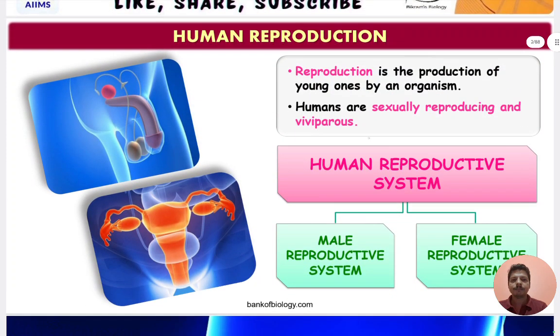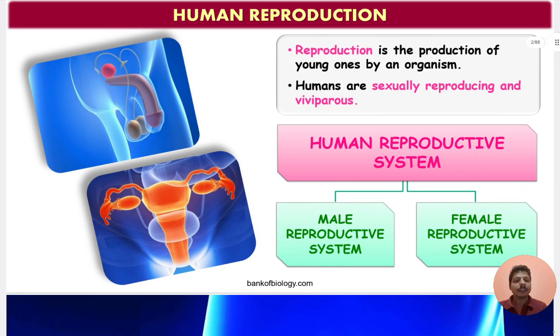First of all, reproduction is the production of young ones by an organism. Any living organism that can produce a younger one that looks exactly the same, that is called reproduction. Humans are sexually reproducing and viviparous. We all are sexually reproducing and viviparous.